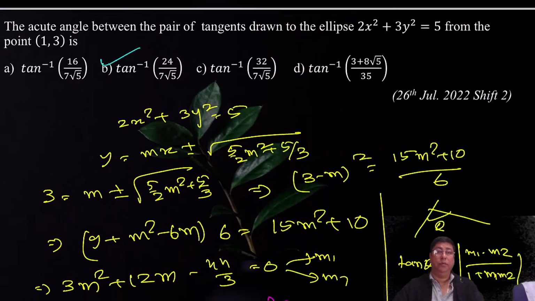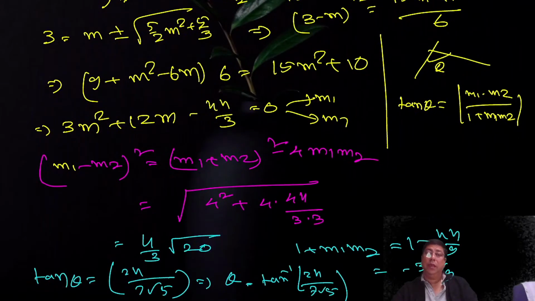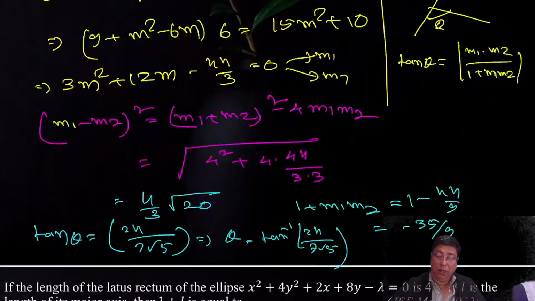24 by 7 root 5. So everyone, once again I am telling you, it is not very hard, but there is some calculation associated with this. Let's go to the next one.